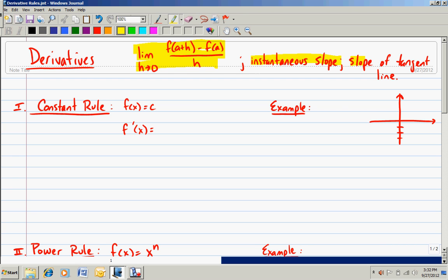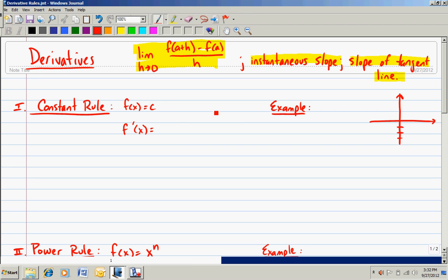So all these terms are synonymous: instantaneous slope, slope of a tangent line, and derivative. They all mean the same thing. And we're going to look at a couple of different rules for calculating derivatives. Actually, there are 4 rules today. And the first is the constant rule.